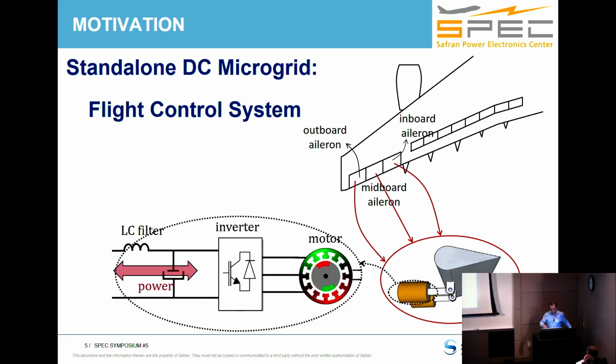But the idea is to have both actuators electrified. PMSMs are the machines that are going to be employed in these kinds of applications. And here you have the powertrain. You have the motor at the end. Then you have an inverter supplying the motor and an LC filter connected to the microgrid.